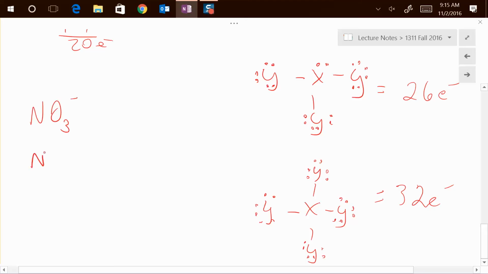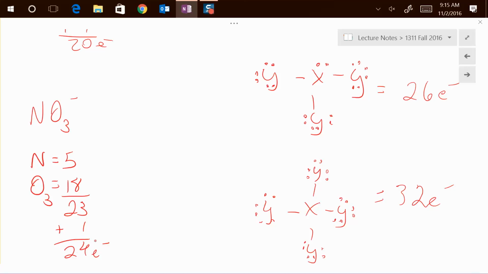NO3 minus: nitrogen equals 5, O3 equals 18. 23 plus 1, 24 electrons. Without even drawing the structure, just knowing this, if I have 3, because it's NO3, I have nitrogen, 3 oxygens, I'm going to start out with 26 electrons. What do I already know I need? I need 1 double bond, and I'll have 24.